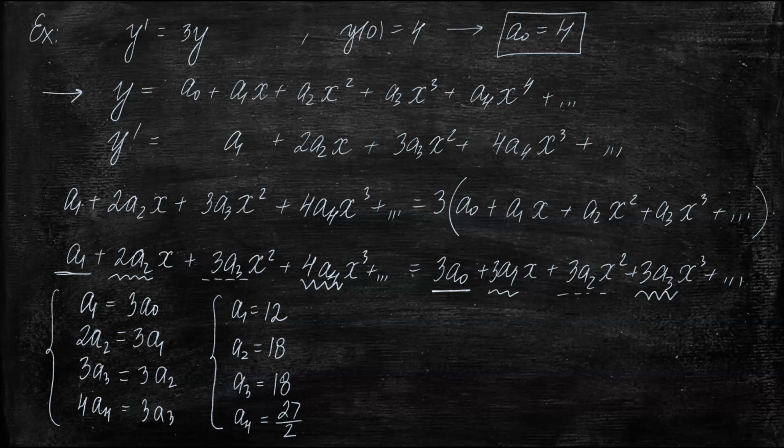And finally, we can write the answer. It's going to be 4 plus 12x plus 18x squared plus 18x cubed plus 27 over 2 x to the power 4, and so on.